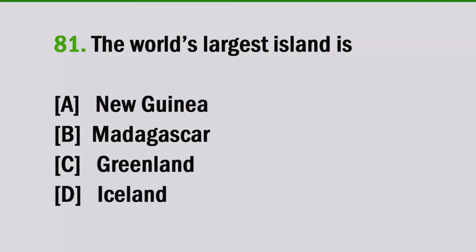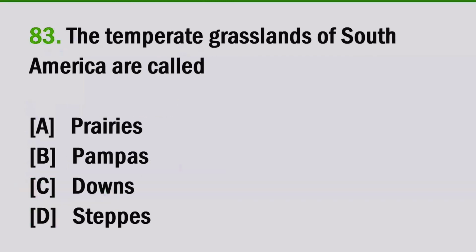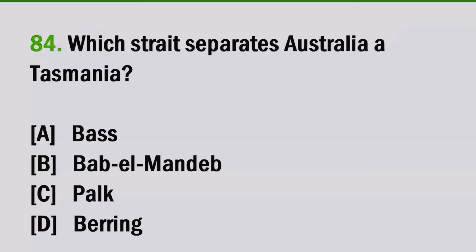The world's largest island. Answer C. Greenland. Peshawar is near to. Answer Khyber Pass. The temperate grasslands of South America are called. Answer B. Pampas. The strait that separates Australia and Tasmania is. Answer A. Bass.